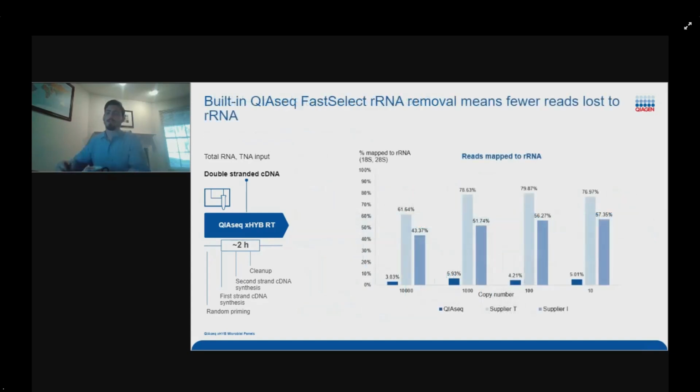So as I mentioned, in our reverse transcription kit here, we have built in our QIAseq FastSelect technology, which means that you lose significantly fewer reads to ribosomal RNA, which plagues a lot of our competitor products. You can see in this slide here that the QIAseq xHYB kit results in a mere fraction of the reads lost to ribosomal RNA as compared to supplier T and supplier I. And what that means is downstream, you get significantly more unique mapped reads to target, which I will highlight in just a few slides.